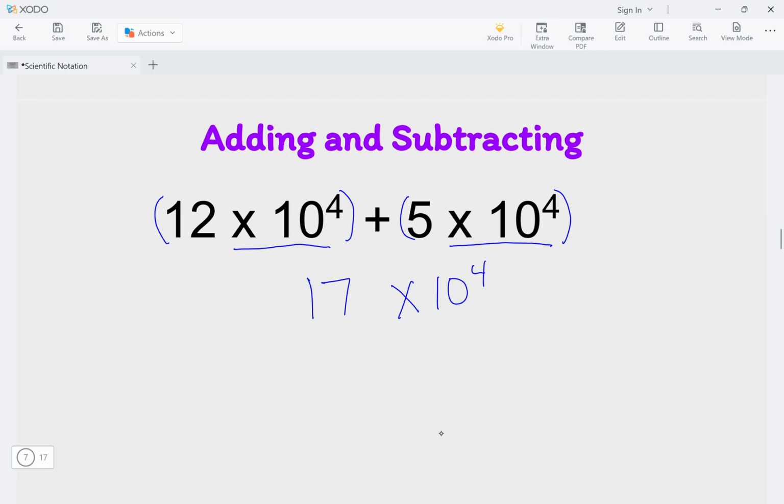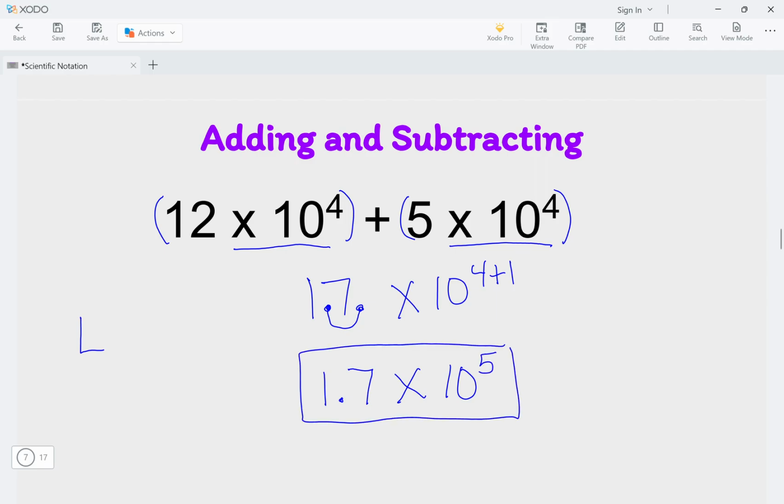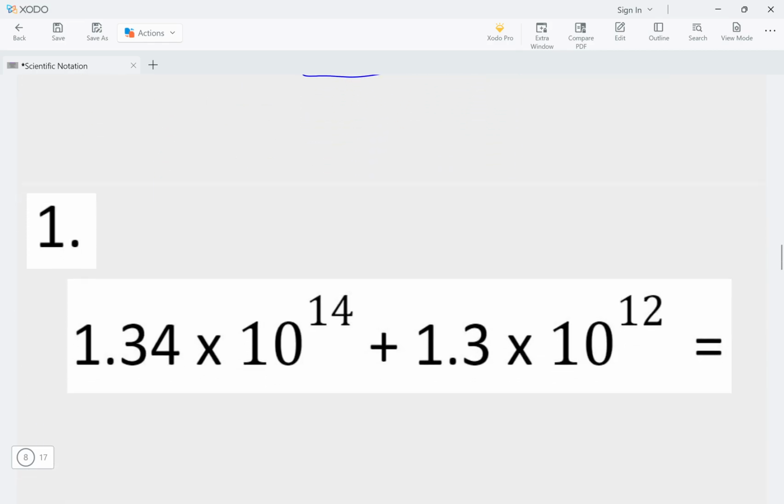So in order to change this to scientific notation, I'm going to have to move my decimal. So if this is where my decimal is, and I move it one place to the left, that means that my exponent has to go up 1. It's going to increase by 1. So this ends up being 1.7 times 10 to the 5th. That's written in scientific notation, so I'm ready. I'm good to go. All right, let's try this one.